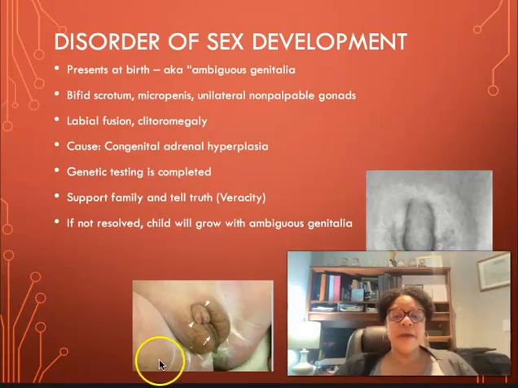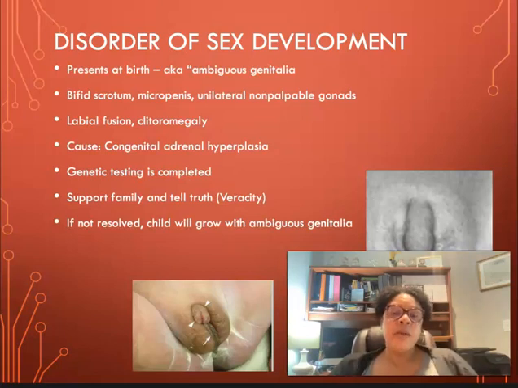I also want to mention that congenital adrenal hyperplasia, CAH, is a sodium wasting condition that is life-threatening. But usually when we see children with disorders of sex development, it is highly correlated with that condition. So if we see ambiguous genitalia, we need to have that child screened pretty fast, because they have probably a couple weeks before they are in a life-threatening situation, if not sooner.